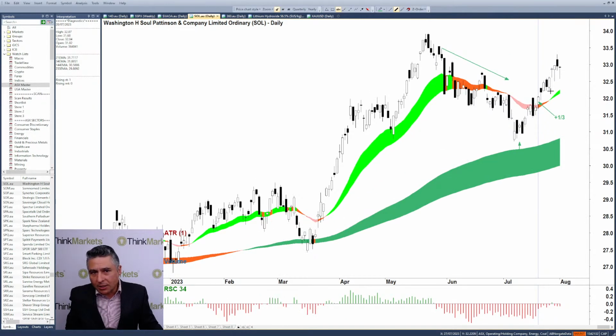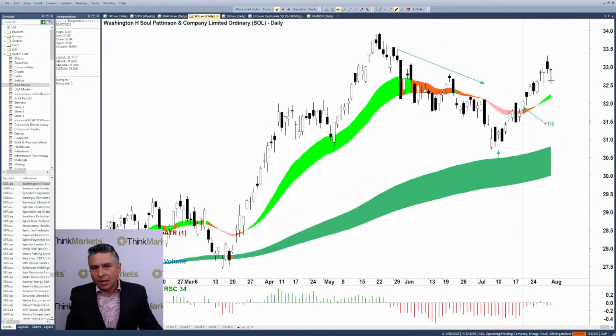This white candle here, very encouraging. This white candle, very encouraging. So is today's candle, all very encouraging. I think if this candle closes towards the high of the session today, very close to the high, then I could also go plus 1/3.